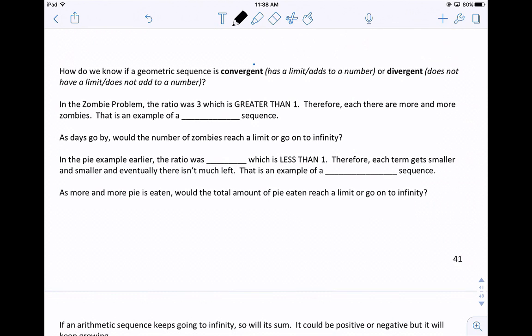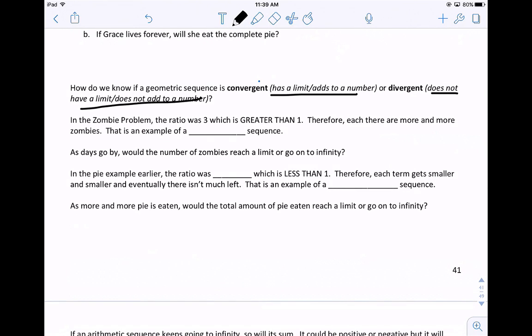All right, so how do we know if a geometric sequence is convergent, which has a limit, adds to a number, or divergent, does not have a limit, does not add to a number? In the zombie problem, the ratio of 3 is greater than 1. Therefore, there are more and more zombies each day. This is an example of a divergent series.